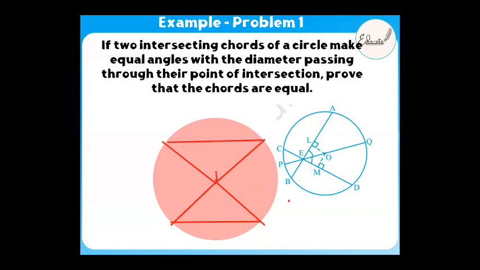Isn't it about the perpendicular drawn? Yes, please tell me. Yeah, the perpendicular drawn from the center of the circle O bisects the chord. Very good. What about the next theorem, beta?